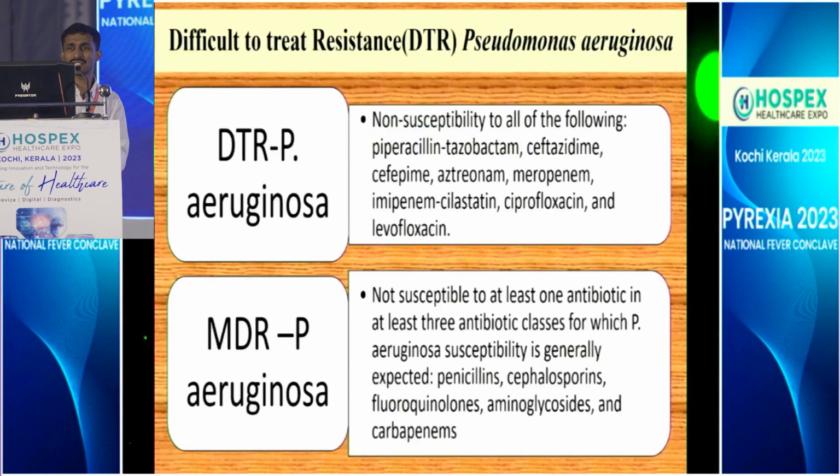This would be the last thing that I will be dealing with, Pseudomonas. In Pseudomonas nowadays some new terminologies have come. One is DTR, that is difficult to treat resistance, and there is MDR also. So what is MDR? It is not susceptible to classes like penicillin, cephalosporin, quinolone, aminoglycoside and carbapenem. DTR is a new thing. How they define DTR is non-susceptibility to pip-taz, ceftazidime, cefepime, aztreonam, meropenem, imipenem and quinolone. If it is non-susceptible to all these agents, then it is said to be DTR, difficult to treat resistance.